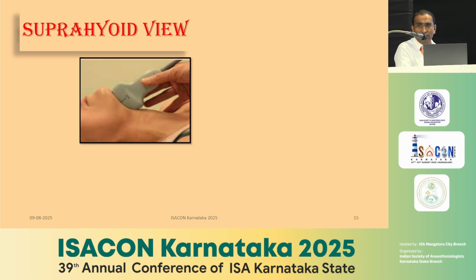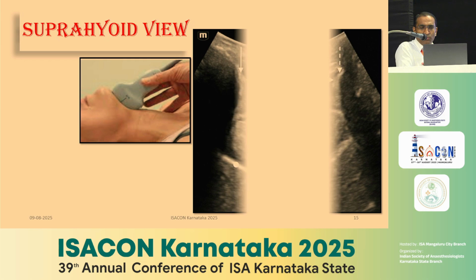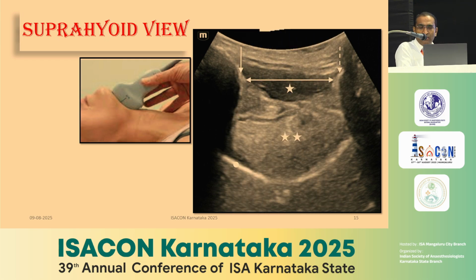Coming to the suprahyoid view, when I place my probe in a mid-sagittal plane using the low-frequency probe, this is the image I get. To interpret this image, the uppermost part, where the probe marker is kept at cephalad, is the mandible, and this is the hyoid bone. The two muscles traversing between these two are the mylohyoid and geniohyoid muscles.